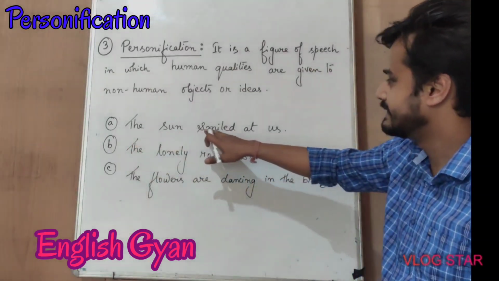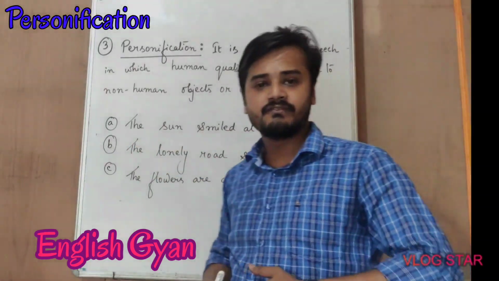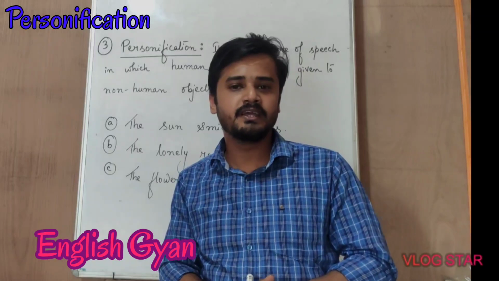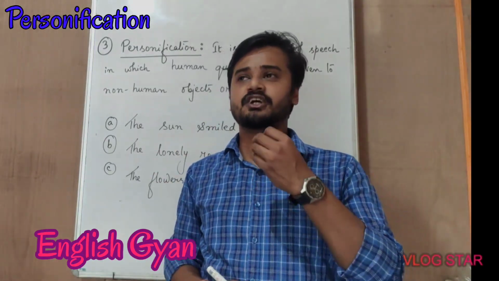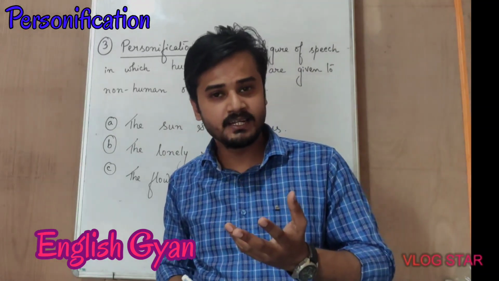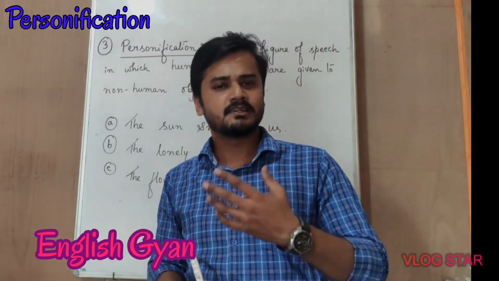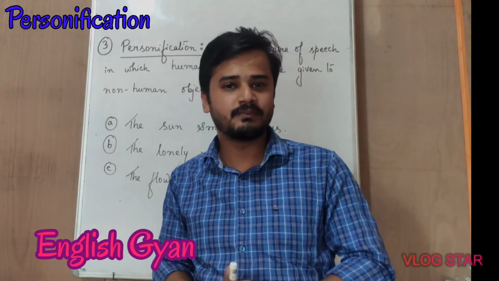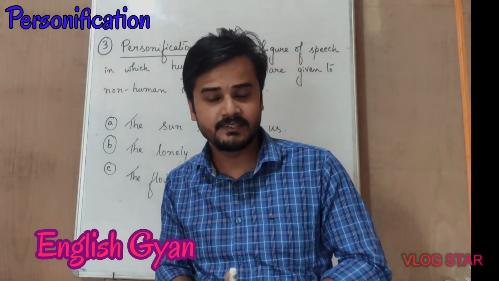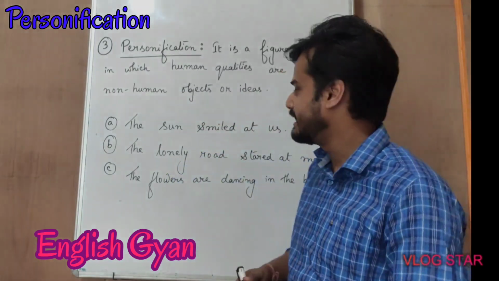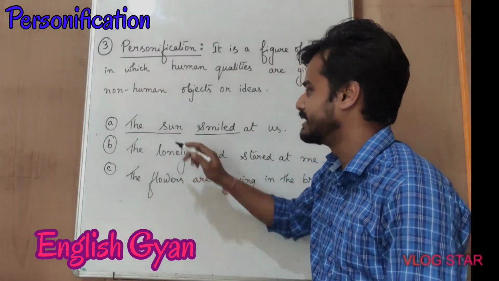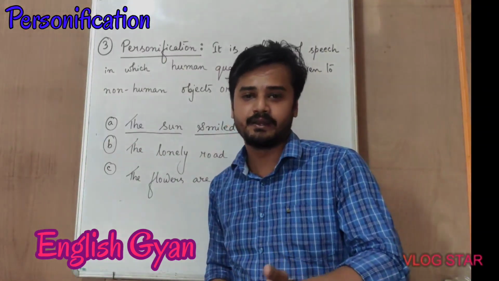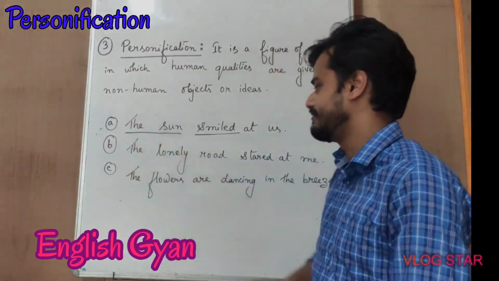The first sentence is, the sun smiled at us. Here we are talking about a very beautiful morning in which the sun is shining very brightly, and the sun is shining so brightly that it seems that it is smiling at us. So we all know that the sun cannot smile. Smiling is done by human beings generally. So we are giving a human quality of smiling to a non-human object to bring out the idea better. This is the use of personification.